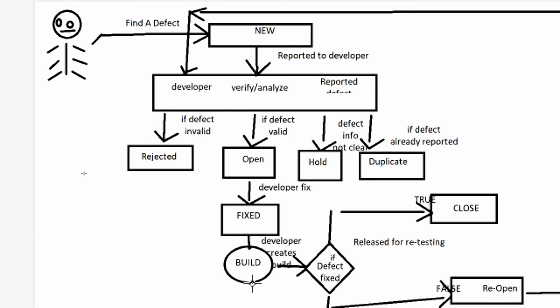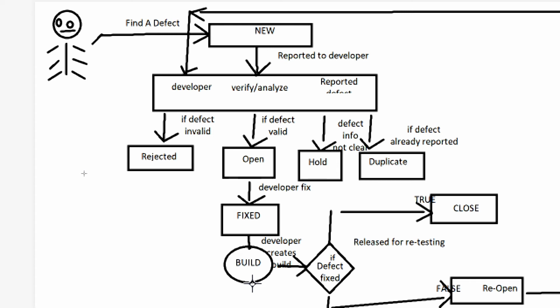Then he will create a new build, where the defect that we raised is working properly fine in that particular new build. Once the developer fixes that issue, he will move the status to fixed. Once that is done, he will deploy one more build where the defect is working fine, where the issue got resolved.